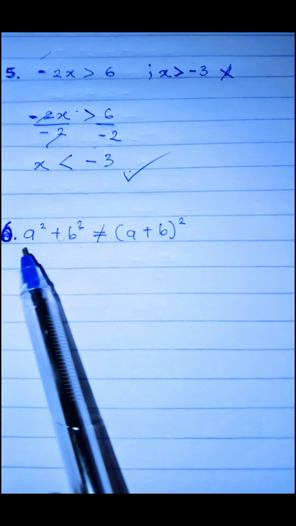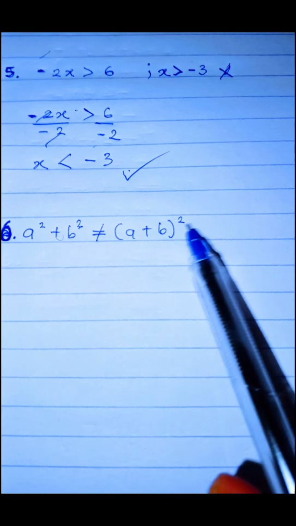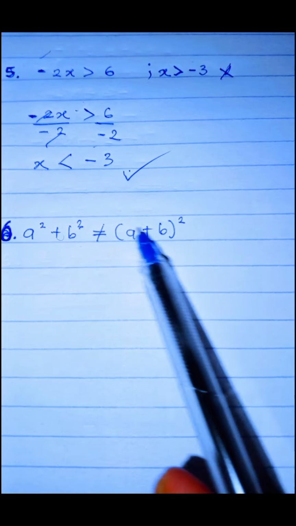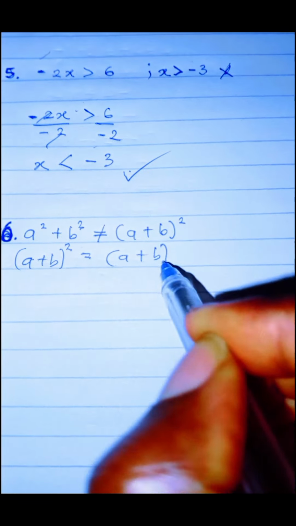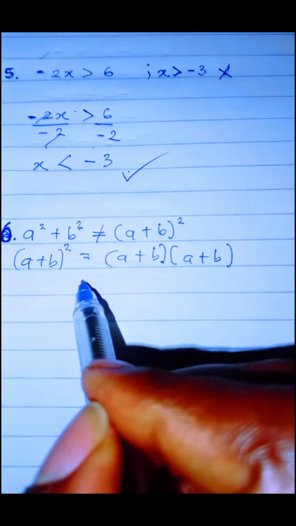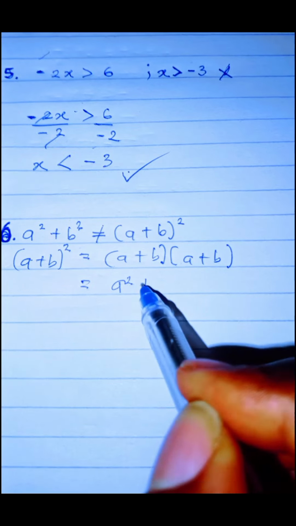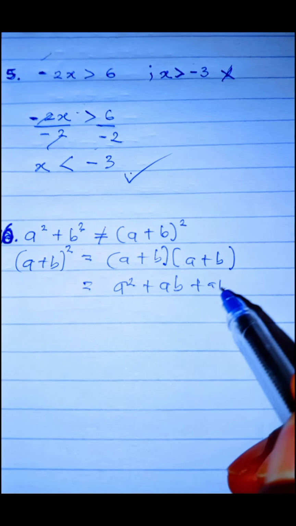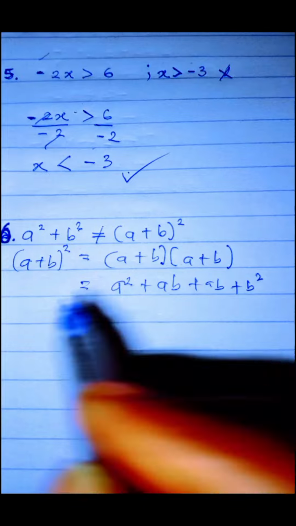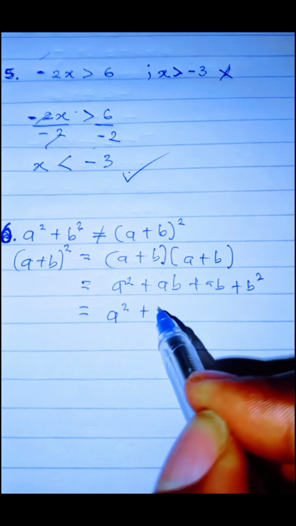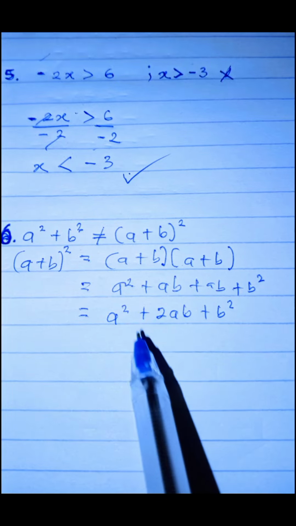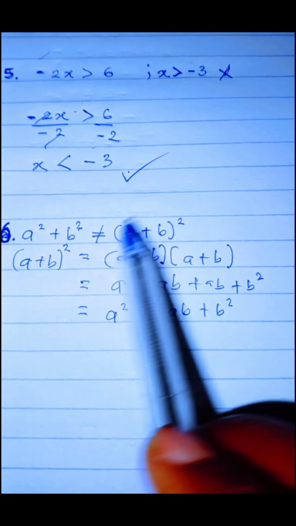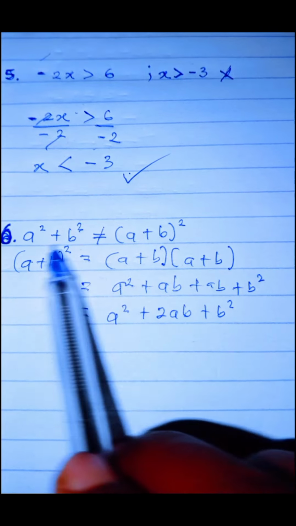Guys, the next on the list is a squared plus b squared is not equal to a plus b all squared. You can't do this. This is wrong. Now, if you are to expand this, you're not going to have this. You're going to have something like this. You're going to have a plus b all squared is equal to a plus b times a plus b. So opening the bracket, you're going to have a times a, which is a squared, plus ab, plus this times this, plus ab, then plus this times this, plus b squared. So simplifying further, you're going to have a squared plus ab plus ab, which is 2ab plus b squared. So you can see that this is not equal to this, because if you expand this bracket here, you're going to have this. So this one is not equal to this.